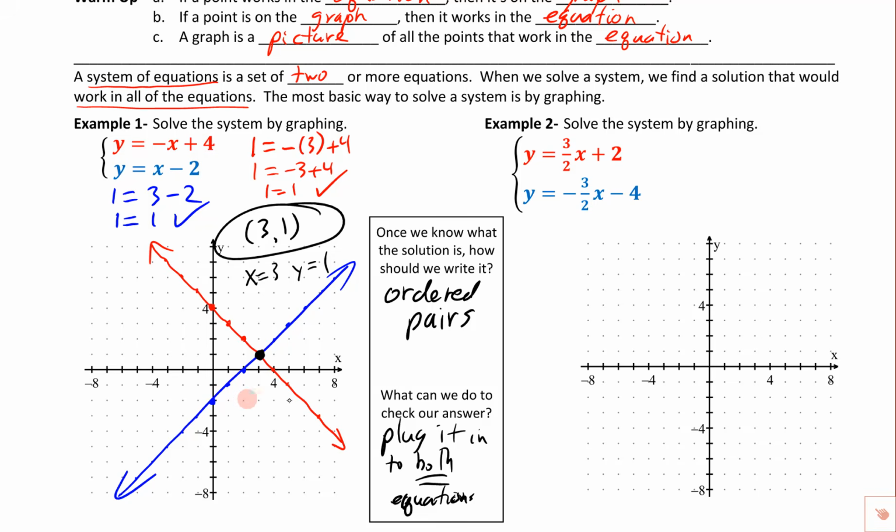Now, if we graph these accurately, we don't always have to check that, but it would be a really good idea to do that, especially if we were taking a test or something like that and we wanted to guarantee that we were going to get it right. So let's take a look at the next one.